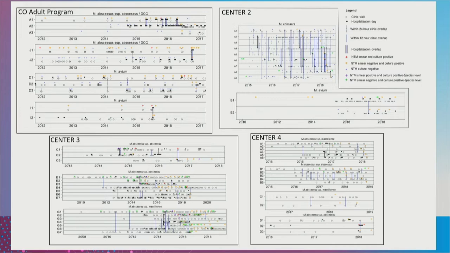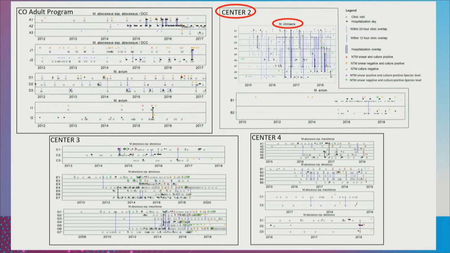This, again, is a large overview of what each of these centers looks like when we look at their opportunities for transmission. I just want to highlight center two, just because of its uniqueness. Here they have this M. chimaera cluster, which is large, consisting of 9 subjects, and they have lots of overlaps.